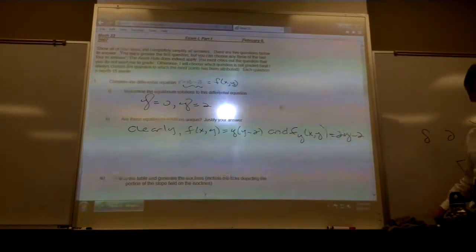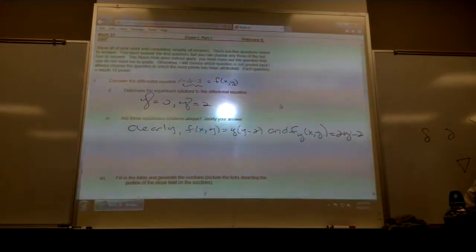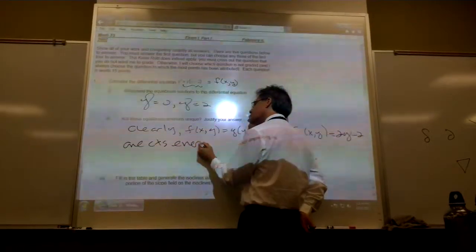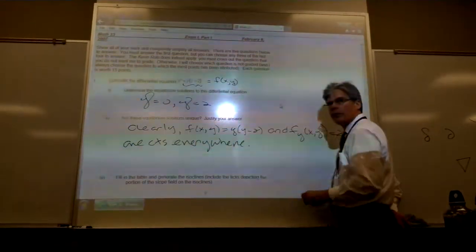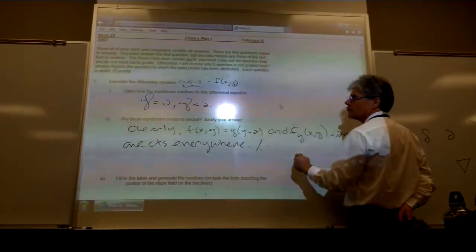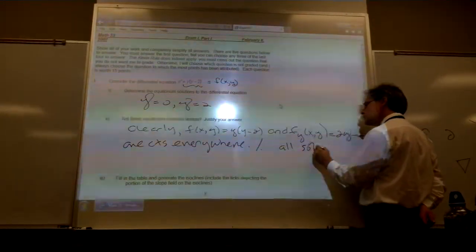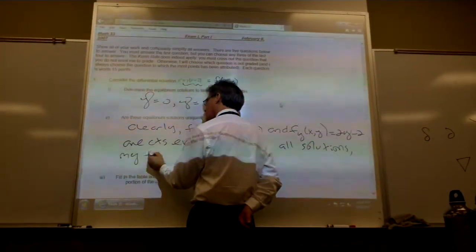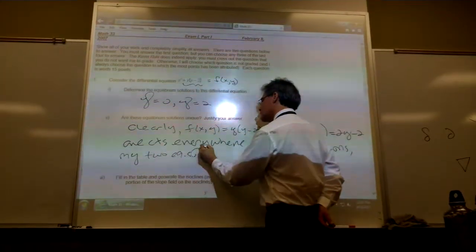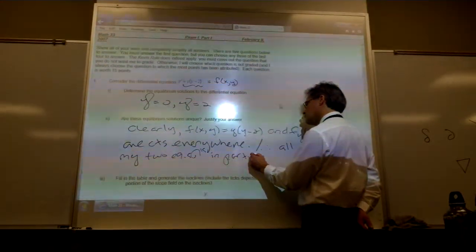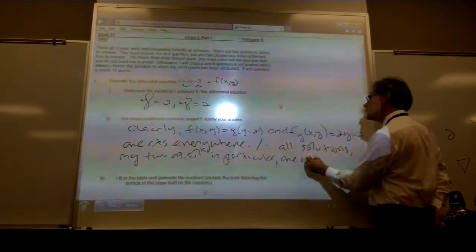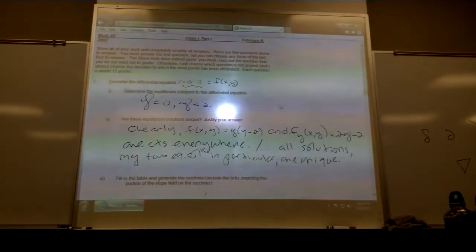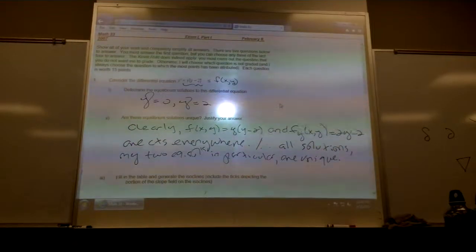So you guys, I need to stop a minute. Clearly, these two are continuous everywhere. Therefore, all solutions, my two equilibrium solutions in particular, are unique. Okay. I think that would be clear writing, so someone like me who's really groggy late at night grading their papers would say, yeah, I'm okay with that.